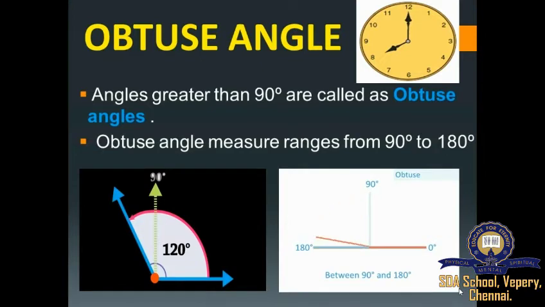Now look at the wall clock, students. The hour and the minute hand make obtuse angles at several hours of a day. For example, 8 o'clock. The hour and the minute hand form an obtuse angle at 8 o'clock. The degree of an obtuse angle is more than 90 degrees and less than a straight angle.